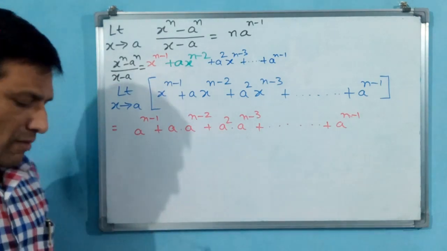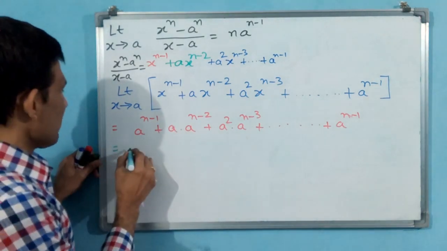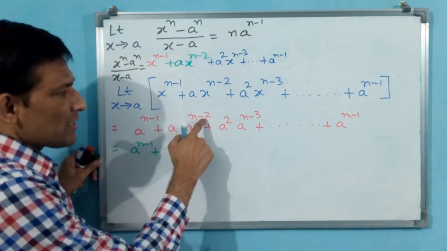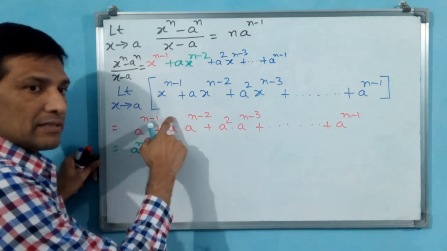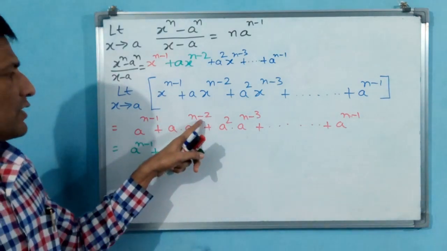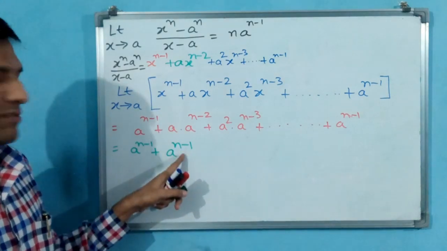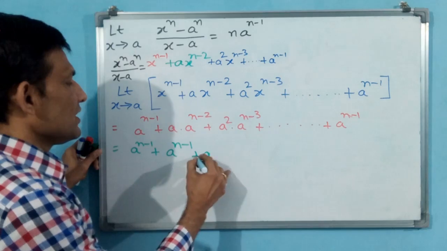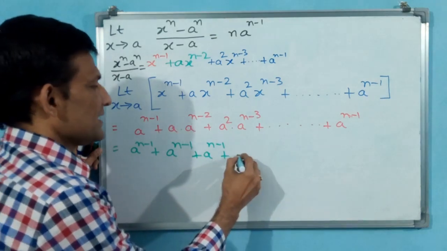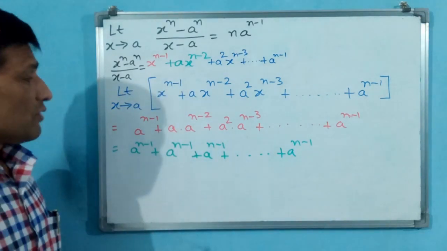You see now this has come, but this you can further calculate. Why? Because a power n minus 1 is okay, plus a into a power n minus 2 means a power 1 plus n minus 2, that is n minus 1. Is it okay? Plus here also a power n minus 3 plus 2, n minus 1, plus here also a power n minus 1. You see what happened?